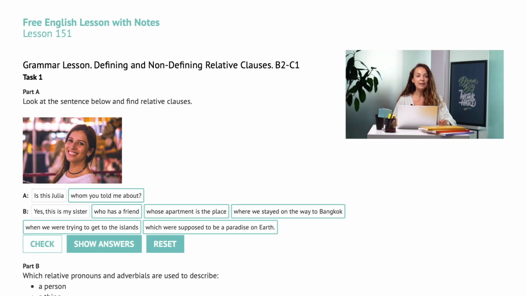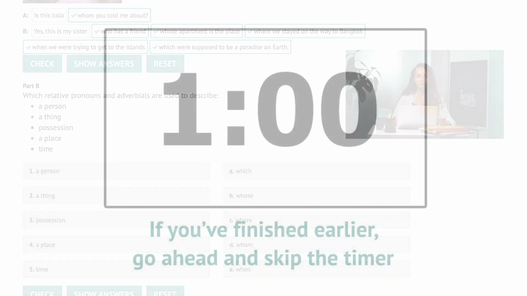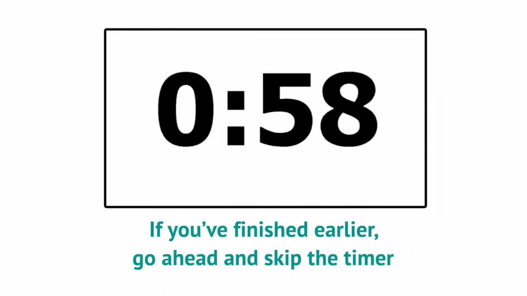So how many parts are not a relative clause in this conversation? You're right, just 2 of them. Crazy, right? You must have paid attention to the fact that all the relative clauses start with different relative pronouns or adverbials. That's because they give us information about different people or things. Check out part B of task 1 and match the relative pronouns and adverbials with what they describe. You have a minute for this part. Once you're done, check yourself.